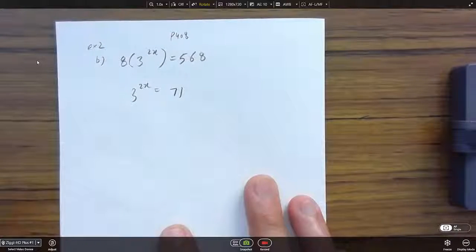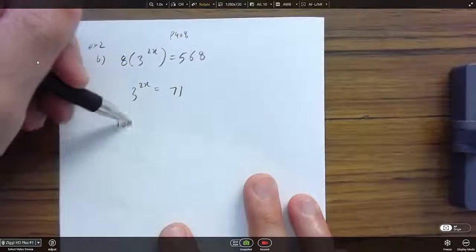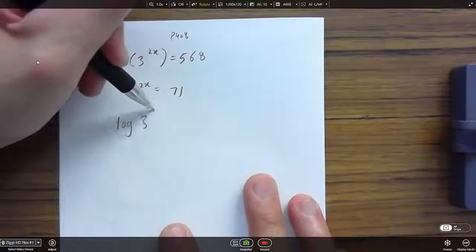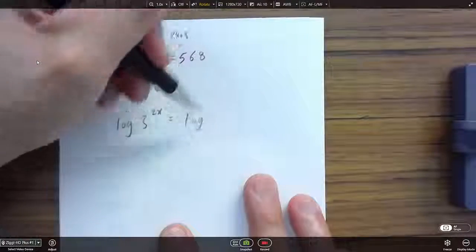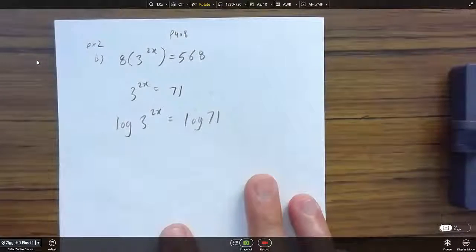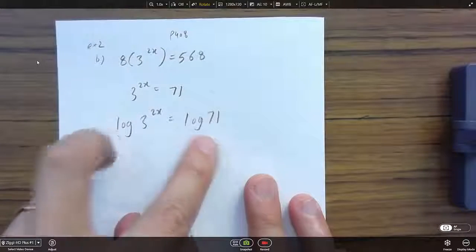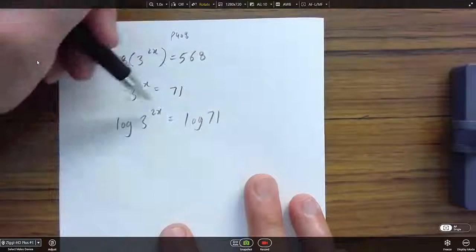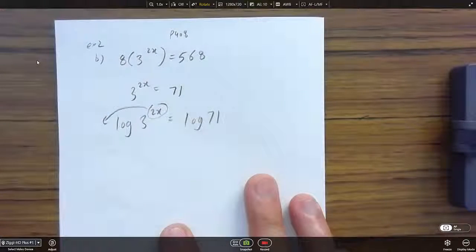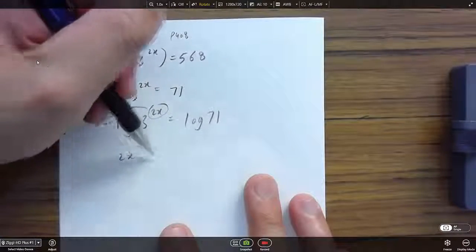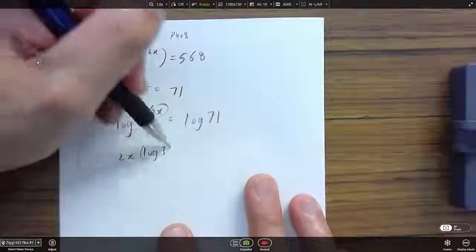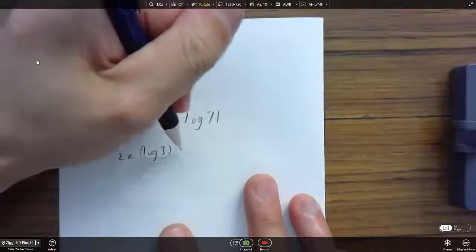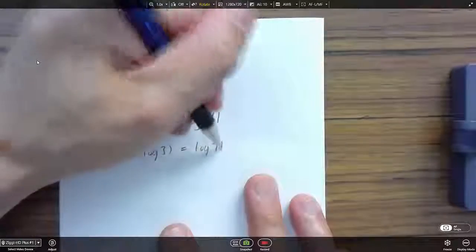I like it. So we're going to say log of the left side is equal to log of the right side. It's amazing what we can do with equations. We can add to both sides, we can divide both sides, we can log both sides. You can do a lot of things to both sides. So we're going to drop the entire exponent, and so we get 2x log 3, remember this is just a number, is equal to log 71.